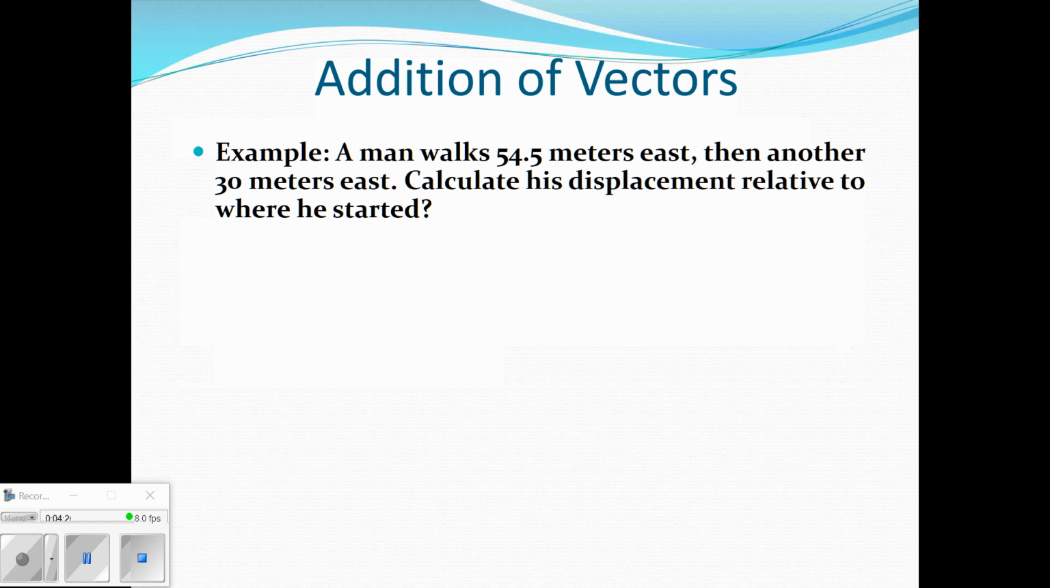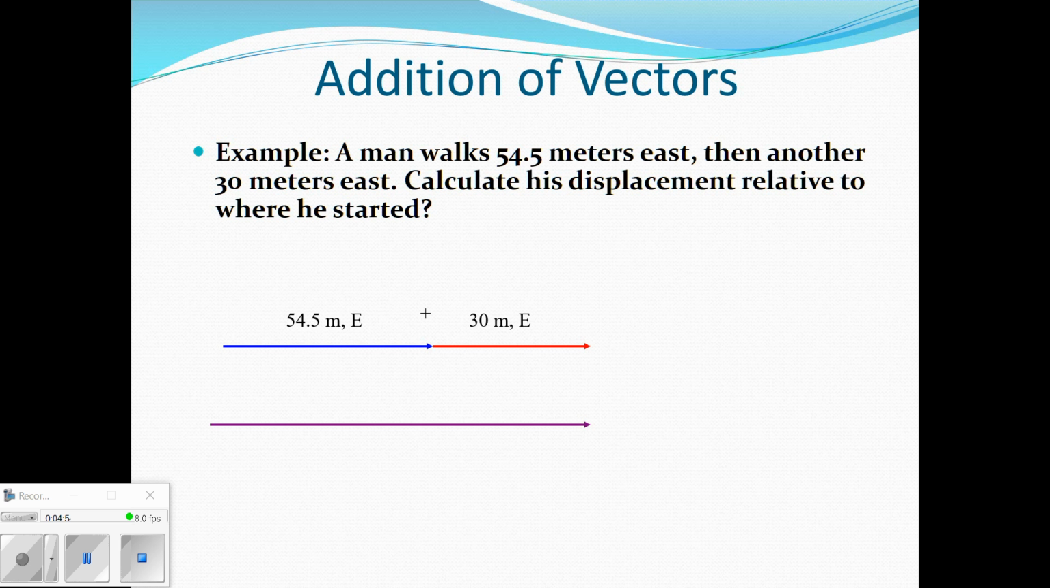In this first example, we have a man who walks 54.5 meters east. So here we have a vector in blue showing this direction eastward, which is to the right. Then this man walks another 30 meters to the east, this time in red. If we're adding these, you'll see that I put the tail of the red vector at the tip of the blue vector. This is the tip-to-tail method.